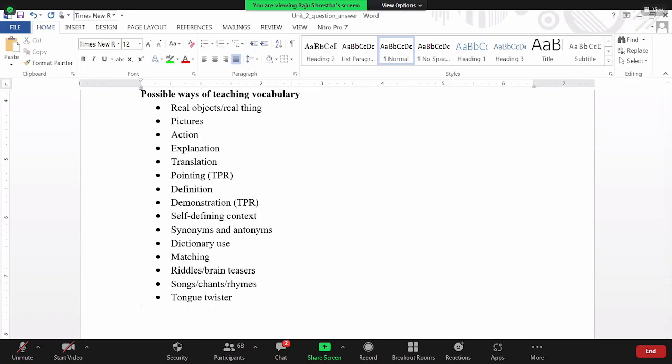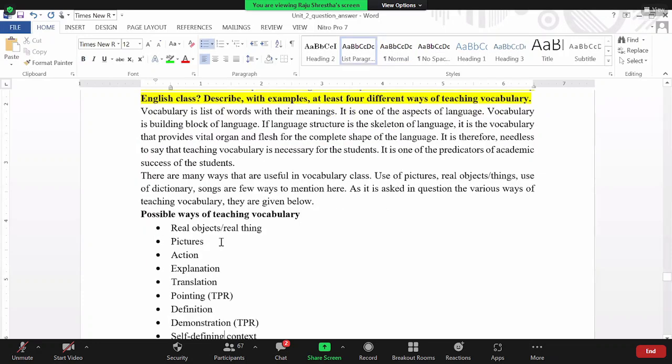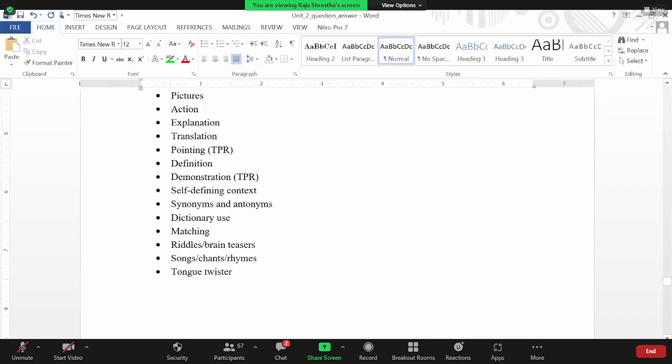And mathi question, describe with examples at least 4 different ways of teaching vocabulary from this list. From this list, any 4 we can describe. The description of any 4 ways of teaching vocabulary are given below. Like this, we can write one sentence as paragraph, then we can describe which one.